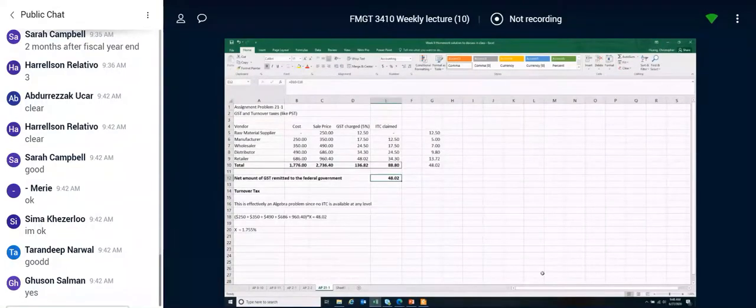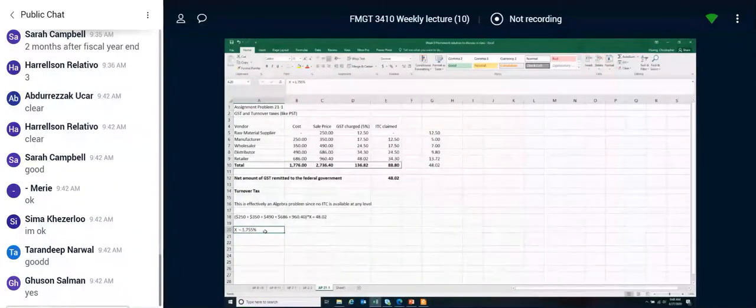Okay. Because remember, GST is like a VAT, a value added tax, where only the incremental tax is charged at each level. At 5%, you're only collecting 48.02. On a turnover tax, the rate would be much lower because there's no refund at each level.